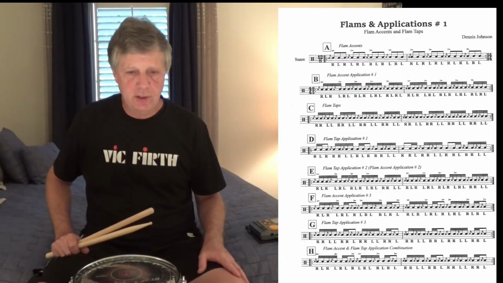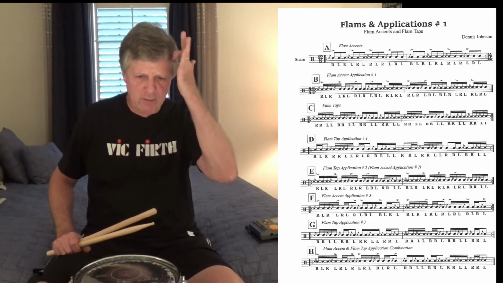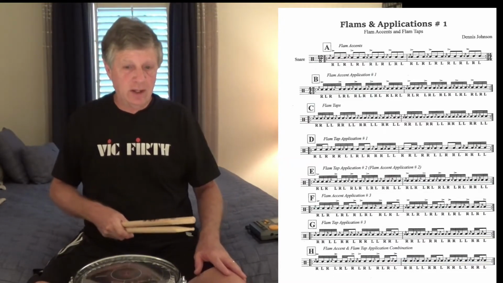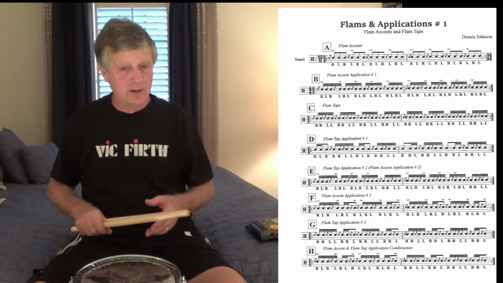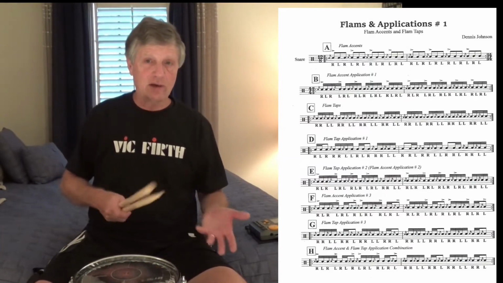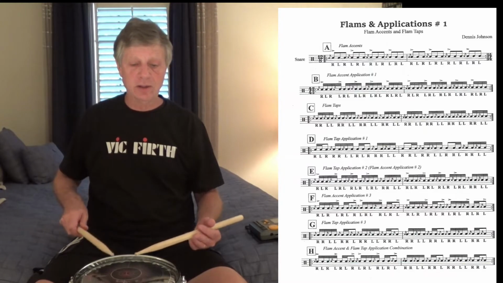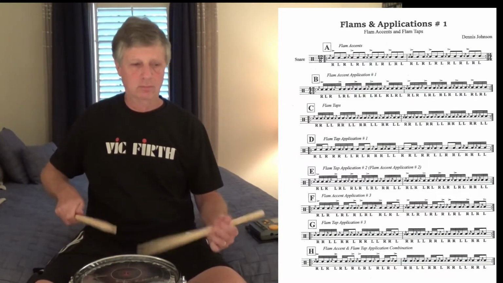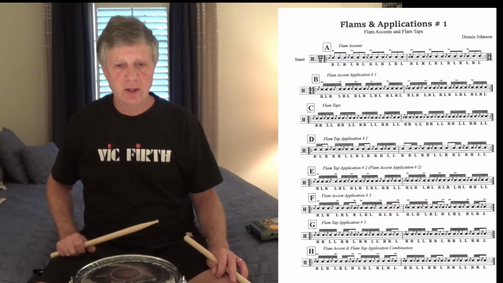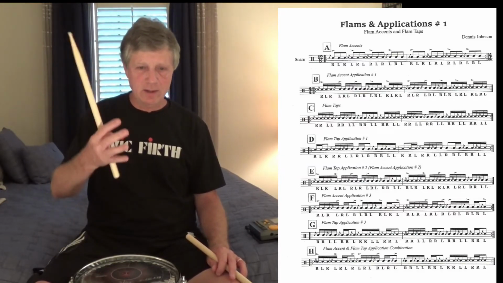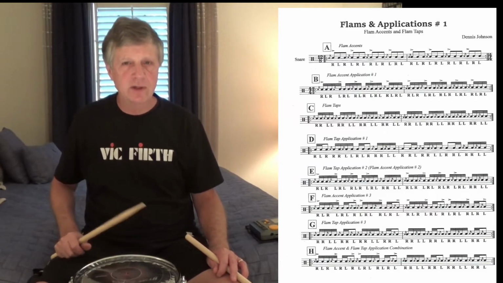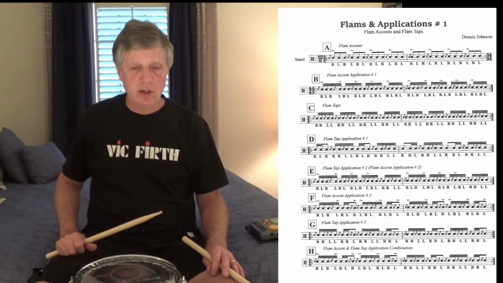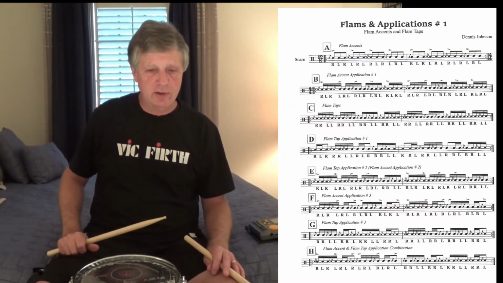Okay, so then from there we have application number 3, flam accent, letter F. So this is the first time we've started on the right and then gone to left-hand lead. So we're simply playing this. So that's a pretty common figure. So you might want to try to learn that and then combine that with the other figures. All of these can be combined together to make one long application.